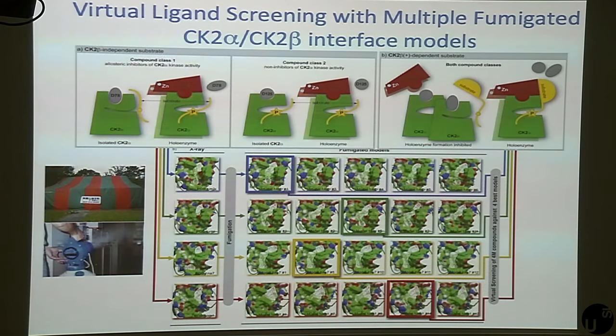When we separated them, we saw that there could be a pocket, but the pocket was clearly flexible, and we generated a set of conformations of that pocket through a process which we call fumigation.